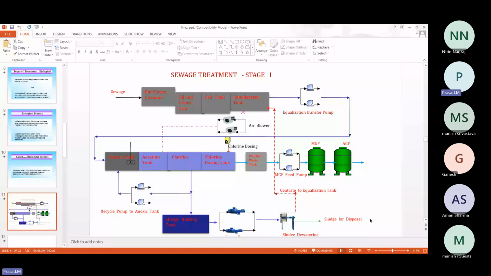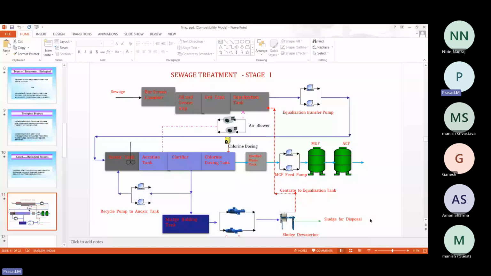Then the oil and grease trap. Oil and grease is the biggest enemy for the biological process. If oil and grease passes through that area, meaning we are unable to remove it here, then it will interfere with biological treatment. So that's why it is very essential to remove the oil and grease, and for that we provide an oil and grease trap. Many people provide the oil and grease trap along with an oil skimmer for removing the oil. Then it will go to the grit tank.